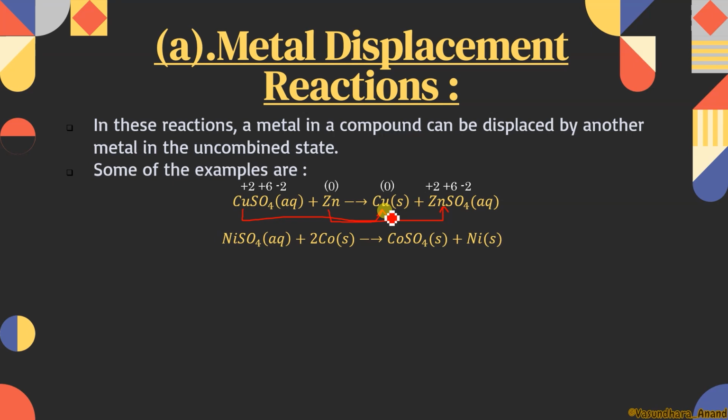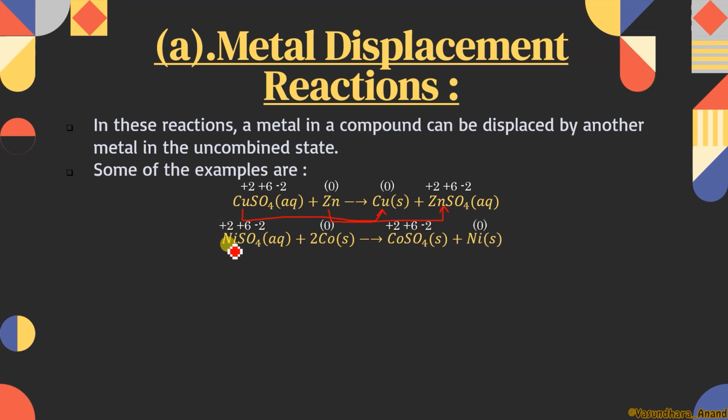NiSO4 plus Co. Cobalt is there. So cobalt, being more reactive, more active, will displace the Ni from its solution and form cobalt sulfate, plus Ni will be in the free state. Again, it is 0, it is +2, it is 0. So you can check that it is +2 over here. Oxidation number, how it is changing.